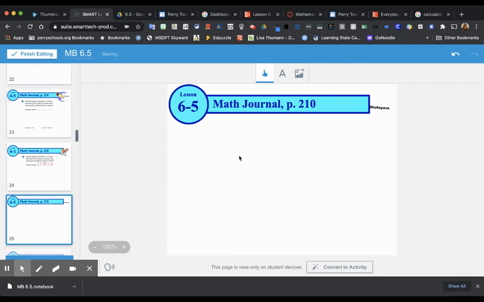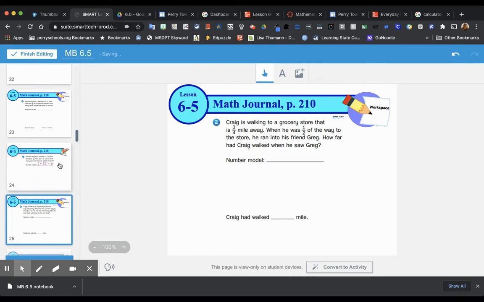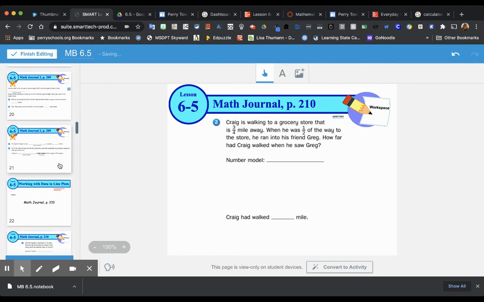Then we've got number 2, sorry. Craig is walking to a grocery store that is 3/4 mile away. When he is 1/2 of the way to the store, he ran into his friend Greg. How far had Craig walked when he saw Greg? So we've got another fraction of, but this one's a fraction of a fraction.